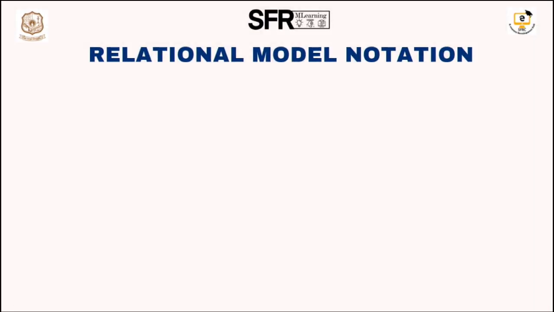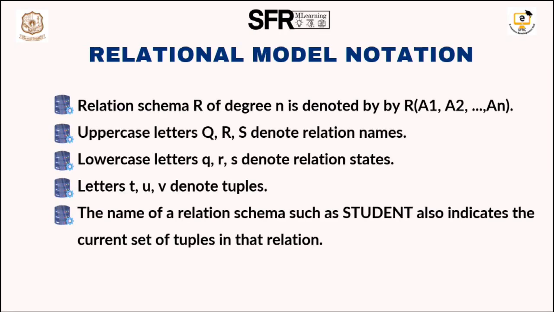Next, we are going to see the relational model notations. A relational schema R of degree n is denoted by R(A1, A2, up to An). Uppercase letters Q, R, S denote relation names. Lowercase letters q, r, s denote relation states. Letters t, u, v denote tuples. The name of a relation schema such as student also indicates the current set of tuples in that relation.